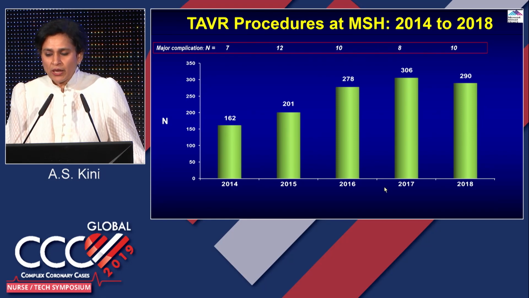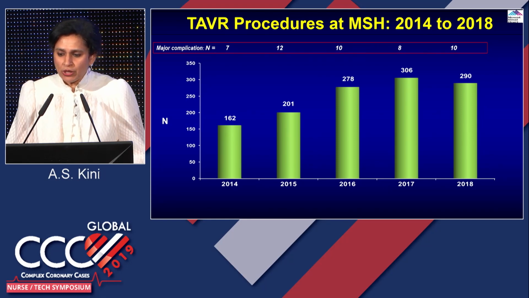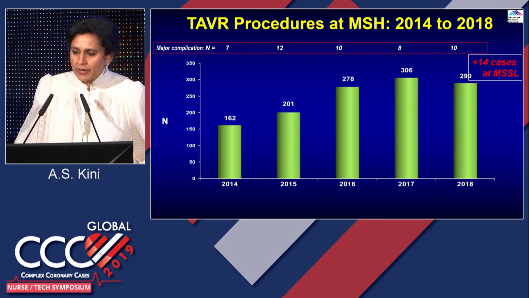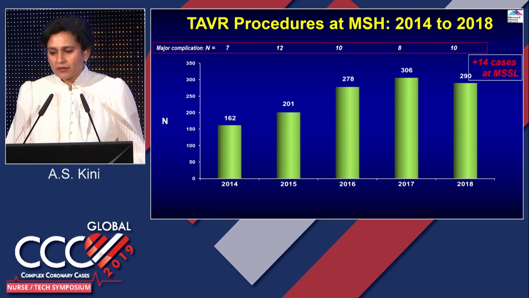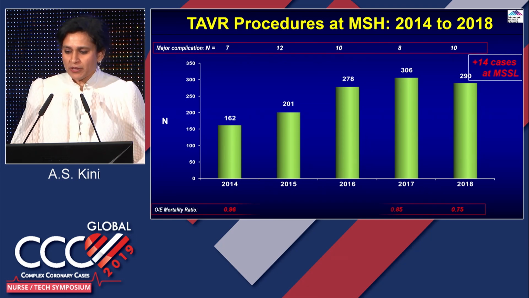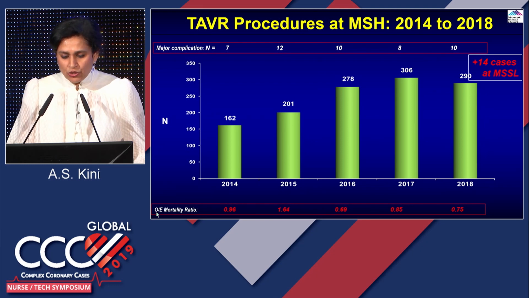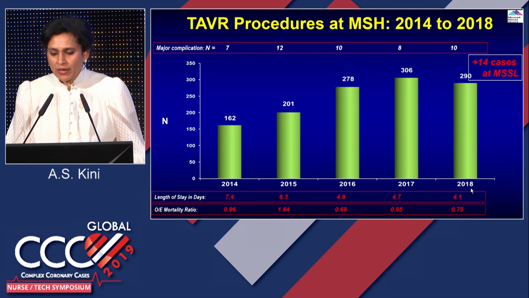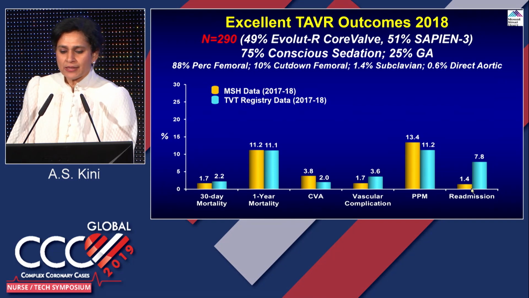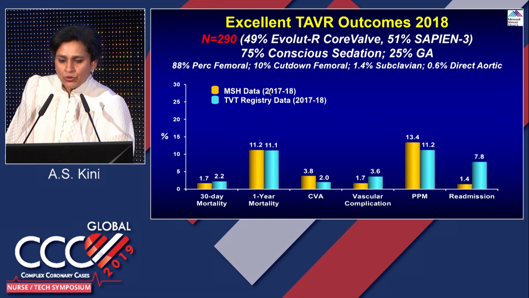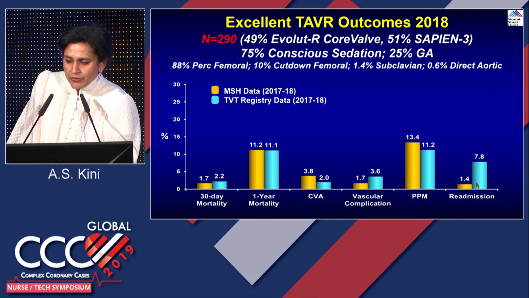This is Mount Sinai volume from 2014 to 2018, and we have done, I think, a few cases in our sister hospital. So this is where we are. So the observed to expected mortality ratio, which is very important, is less than 1. And this is what we need to goal for, that your mortality is low, less than 1 for this patient, and length of stay is less than 3 days. So this is what our outcome is, the same readmission.